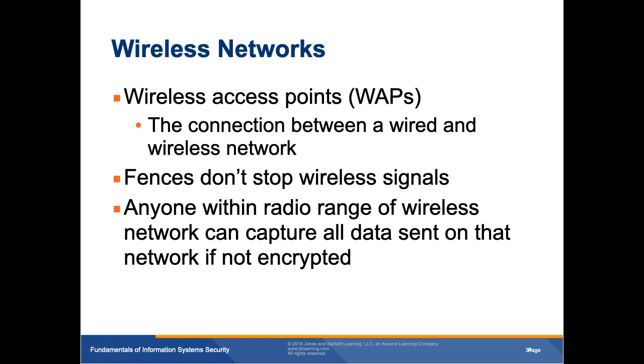Wireless networks deal with wireless access points, or WAPs, the connections between a wired and a wireless network. Fences don't stop wireless signals, and a lot of times walls don't either. You have to be very careful how far out your wireless network will reach into the parking lots and that. Anyone with a radio within range of the wireless network can capture all data sent on that network if it's not encrypted.